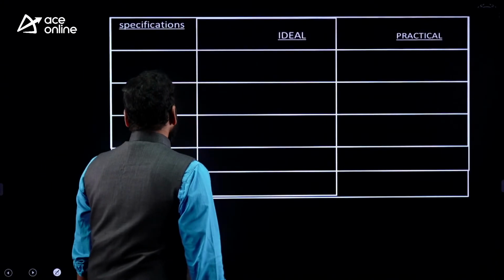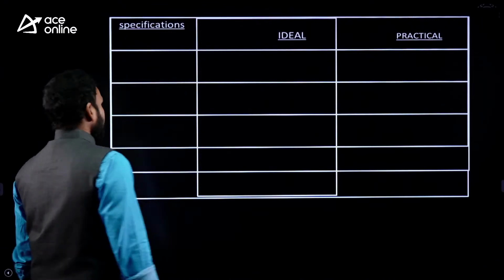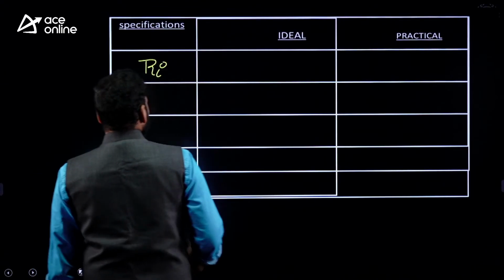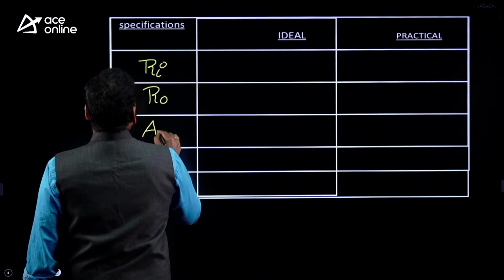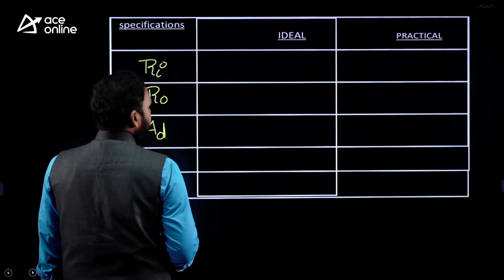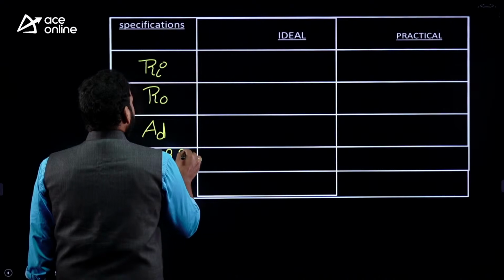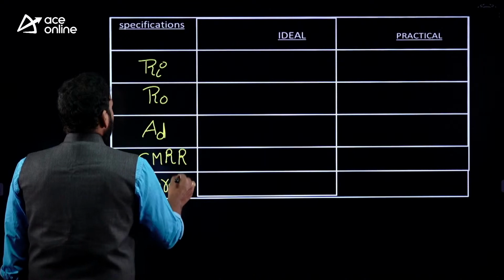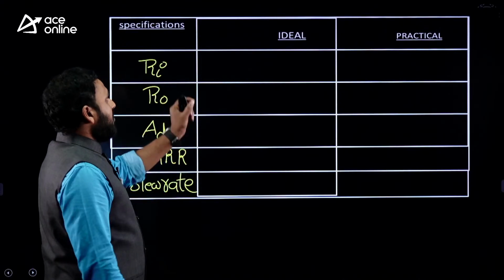Now I am writing those characteristics. Input impedance Ri. Output impedance R0. Differential gain, also called open loop gain of the system. CMRR, common mode rejection ratio, and then slew rate.